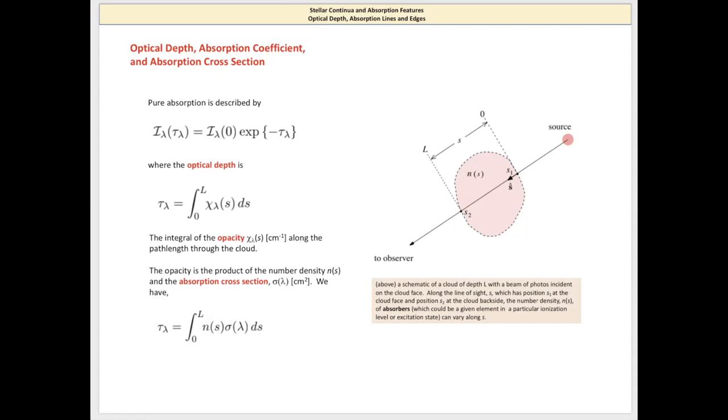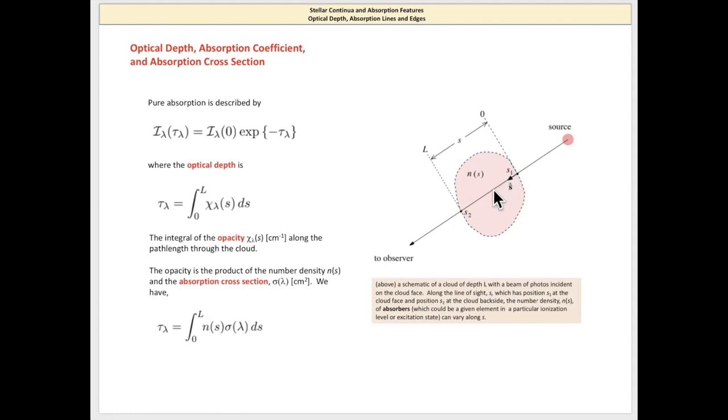There's a simple equation, which is the solution of the equation of radiative transfer in the case of pure absorption. Now, pure absorption is what we're showing here as an example on the right. You're here, an observer. There's a source that is sending out photons. You're collecting one line of sight of those photons. When those photons enter some gas cloud, they start to get absorbed.